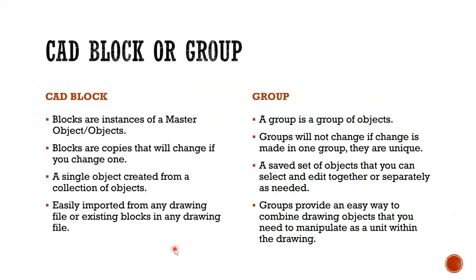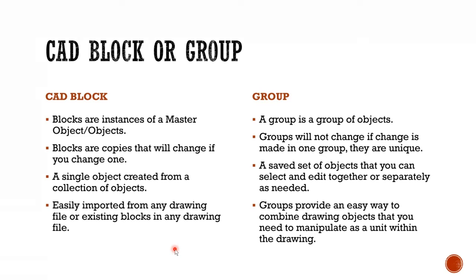So there is a group and a CAD block. There was a question here about what is the difference between a CAD block and a group. So these are the main differences. As you see, blocks are instances of master objects. So you have one object, which might be within the file or in a separate file, and you are creating instances of it in a different file or the same file. But a group is just a set of objects that you group together so that you can manipulate them within the drawing. You can also name them. You can also have a named group and you can insert them.